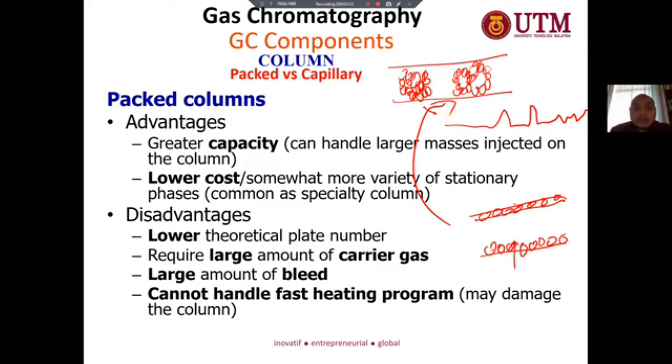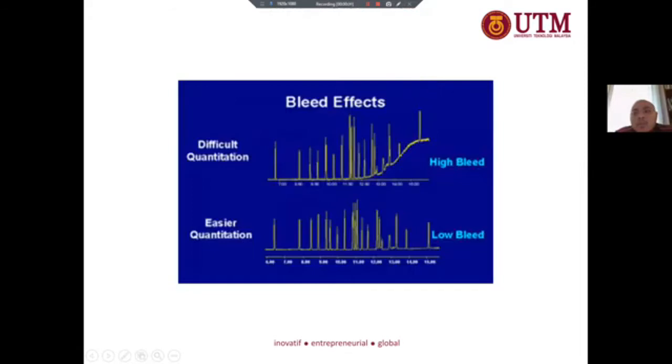The packed column cannot handle a fast heating program. It may damage the column, so the bleed will happen. That is the problem. Before I go further to the capillary column, I would like to describe a little bit about the bleed effect.